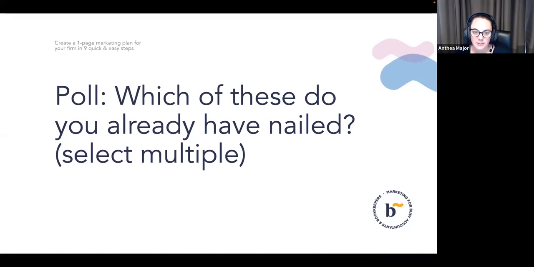So I'll just give you a little bit more time to fill that one in. This is looking very interesting at the moment, so I'll share this in a minute once you've all had a chance to do this. You can select multiple, I believe. So if you've got more than one nailed, then I'd be interested. It just helps me work out what I need to focus on today as well. All right, everyone's answered. Let's end that and share it.